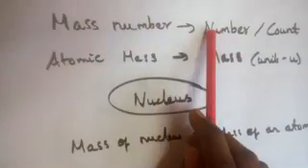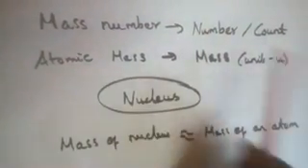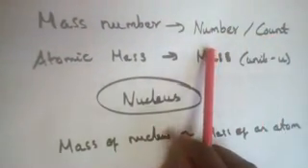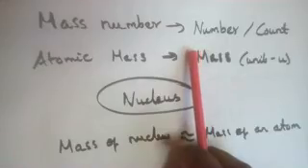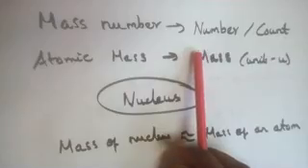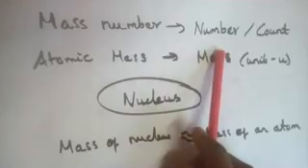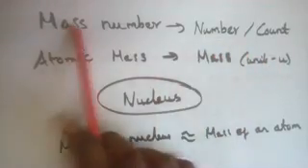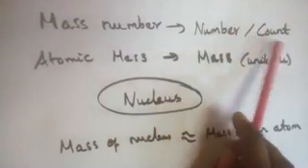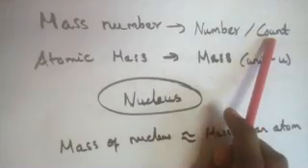Mass number is just a number or just a count. For example, just like the total number of students in your class. If I ask you the total number of students in your class, you may answer 40 or 50. You will not tell 40 kg or 40 meter. You will just tell 40. Therefore, there is no unit for mass number. It's just a number or just a count.